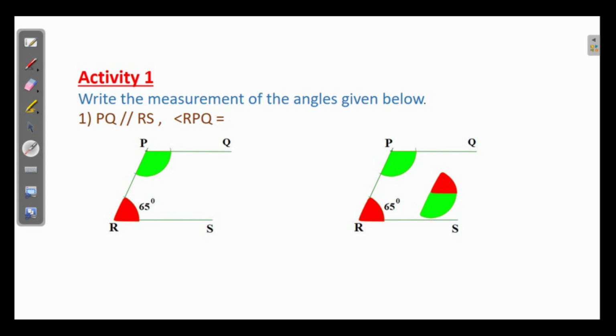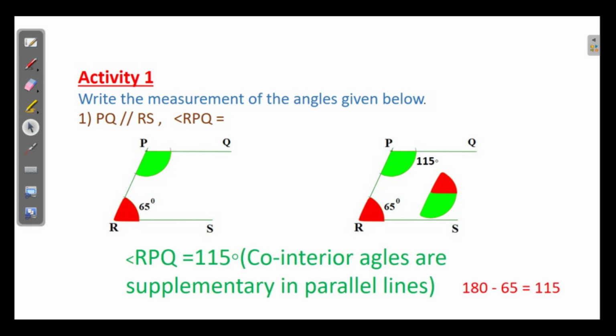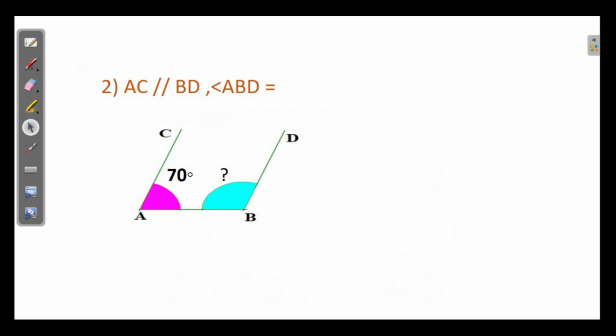Okay. So what is the measurement of that angle? 115 degree. 180 minus 65 is equal to 115 degree. Reason, co-interior angles are supplementary in parallel lines. The next question is similar question.